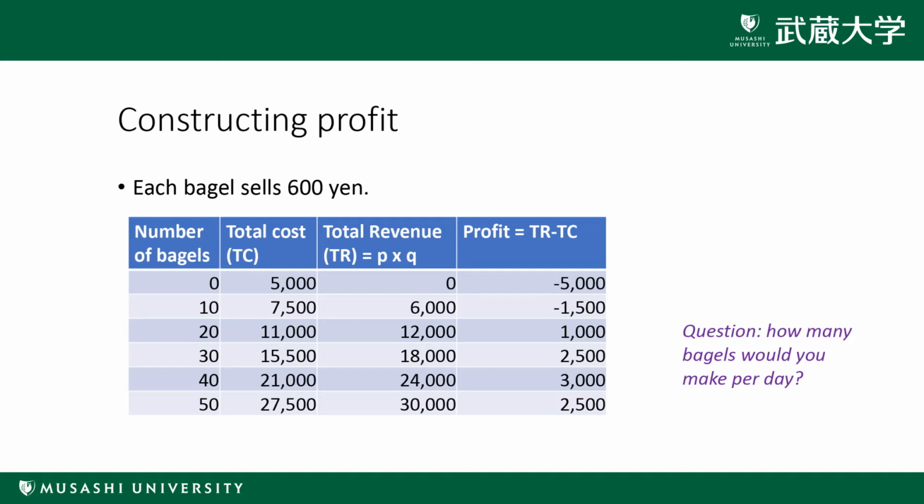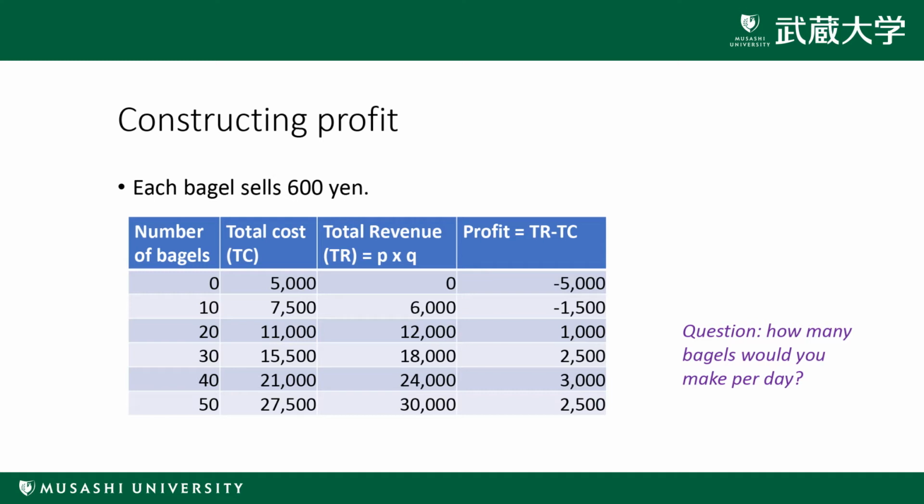So based on this table, let's answer this question. How many bagels should we produce per day? 40. Everybody agree? We are trying to maximize the profit, right? And the profit at 40 bagels is going to be 3,000. As you can see, at 40 bagels, the profit is the highest number at 3,000.